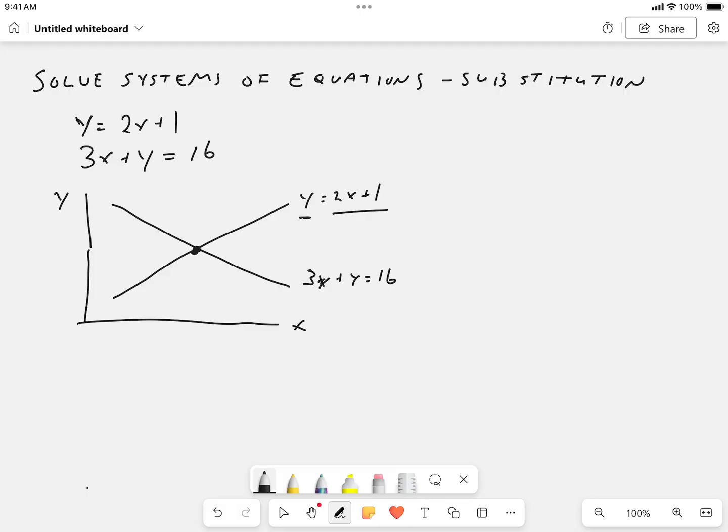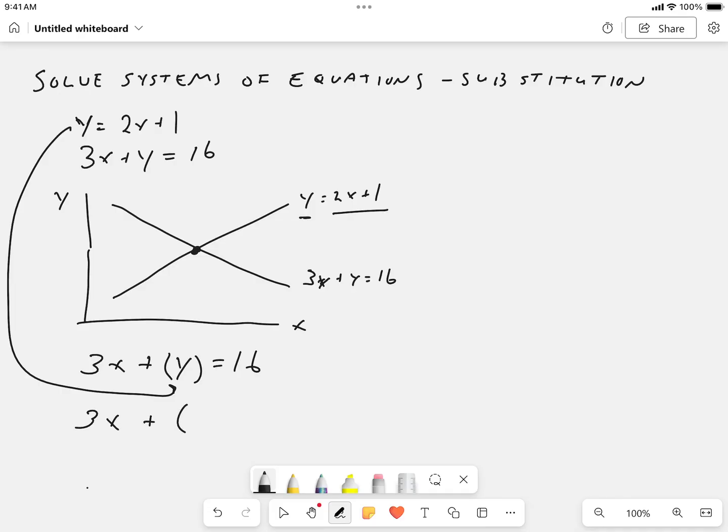So to use this, what I'm going to do is put the original of the second equation down here. Write down the second equation again: 3x plus y is equal to 16. I am going to put parentheses around that y just to make a point. That is where I want to substitute. The y from this very first equation is going to go in there. And so I'm going to now rewrite 3x plus the other part of that equation, which is 2x plus 1, equal to 16.